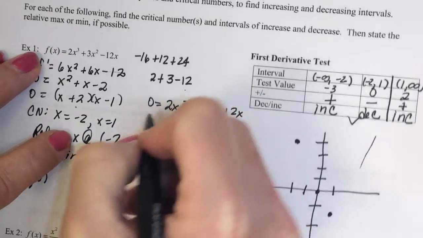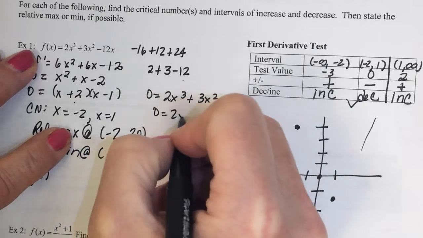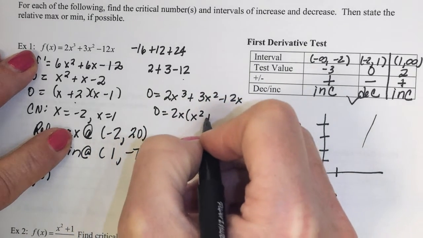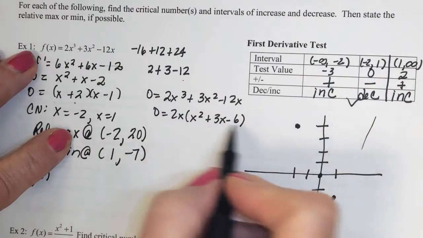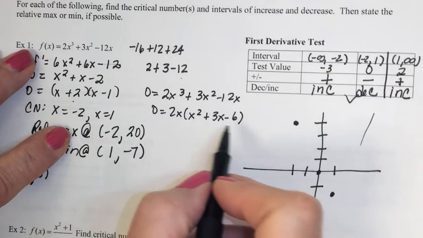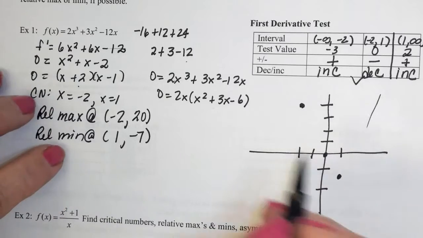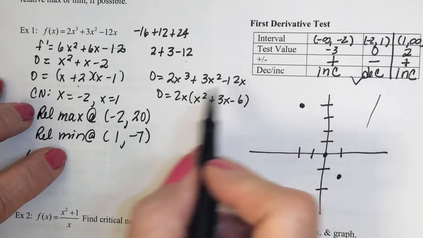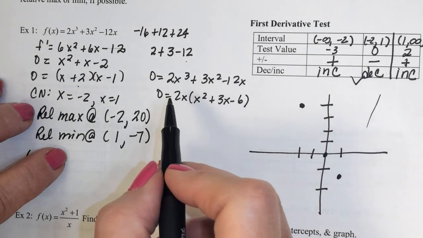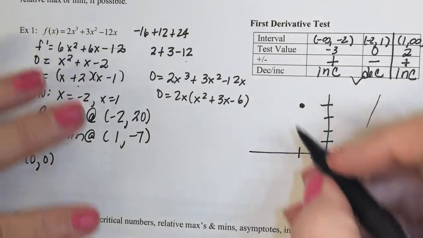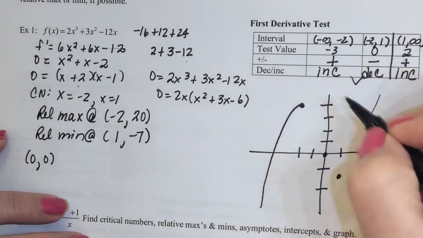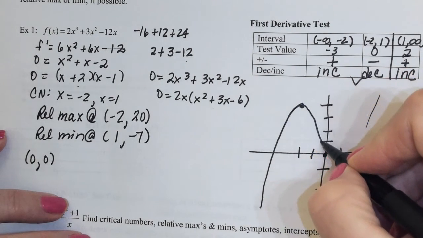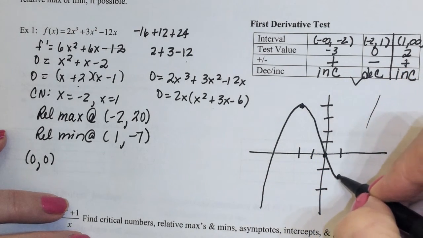If I set this whole function equal to 0, I'm going to factor out a 2x. I've got x squared plus 3x minus 6. Okay, I can't factor that easily, so I'm just not going to worry about my other intercepts. I'd have to use the quadratic formula to set that equal to 0 and solve. So we're not going to bother with that. Basically, the function's going to go up. There's the max. It's going to go down. There's the min, and then it's going to come back up.